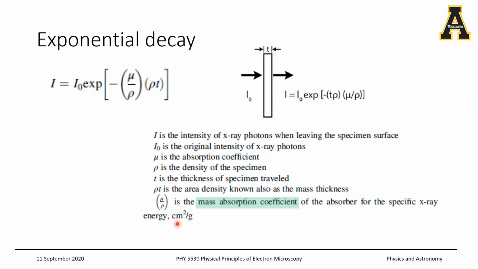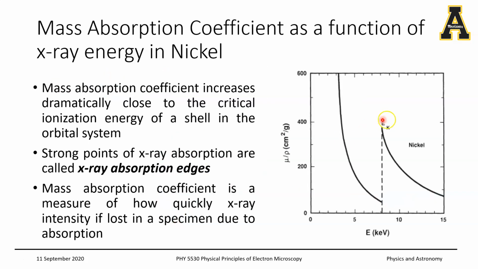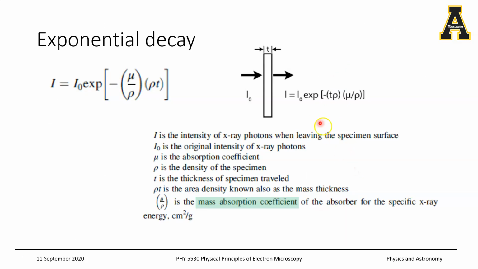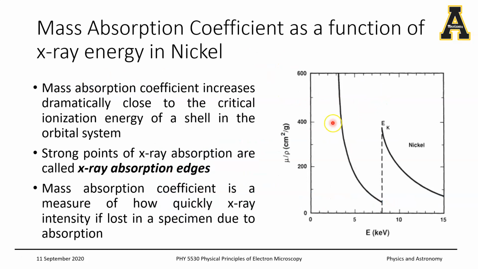So what does that really mean? Let's take a look at this figure here on the right hand side. You have the energy of the X-ray plotted on the x-axis, and then you have the mass absorption coefficient on the y-axis. So typically, the X-ray is losing intensity exponentially, which is given by the relationship right here. And so the probability of absorption of the X-ray also drops because the X-ray is losing energy.